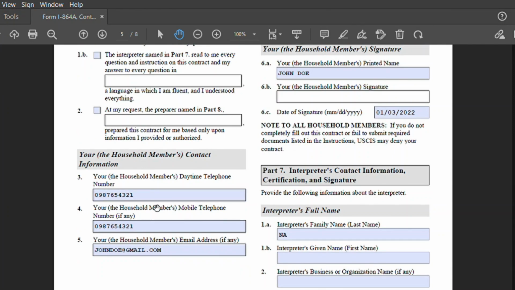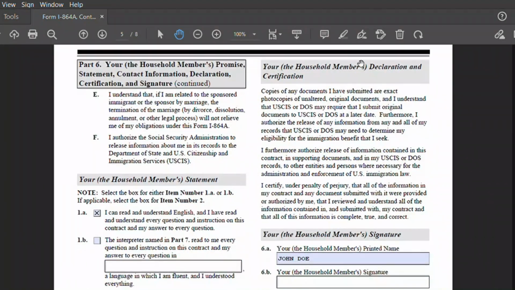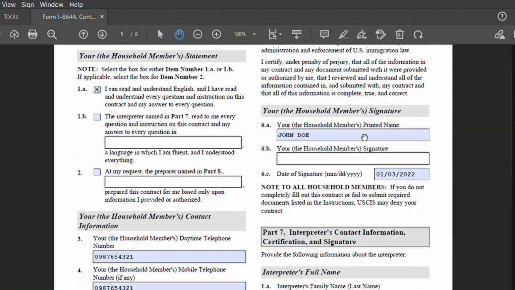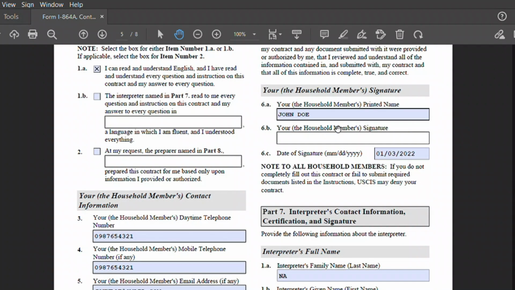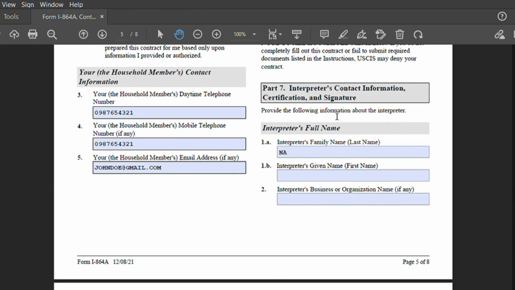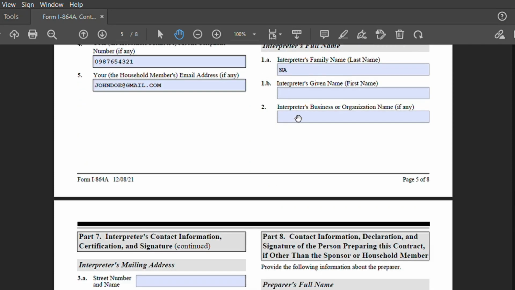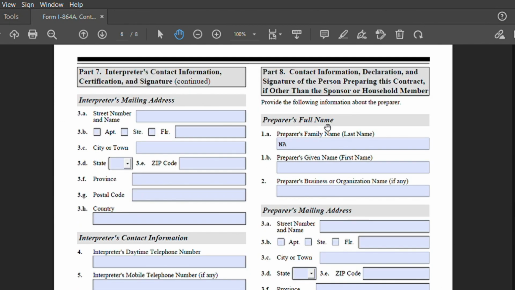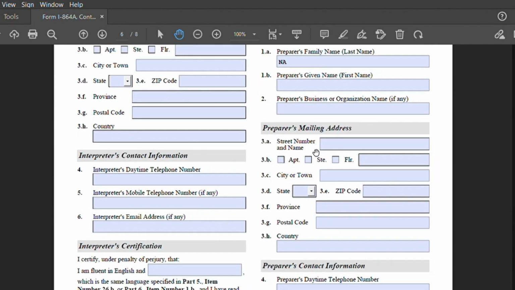Finally, you're going to provide, again, your phone number, your email as the household member, read this declaration, and then type or print your name, sign in pen, and date. Again, it says printed name, but you can also type it. However, the only part that absolutely must be signed in pen is the signature. And finally, if you use an interpreter, you can provide this information here, but again, if it's not applicable, just say not applicable. And same applies to part 8, the preparer's information, again, can be left blank.